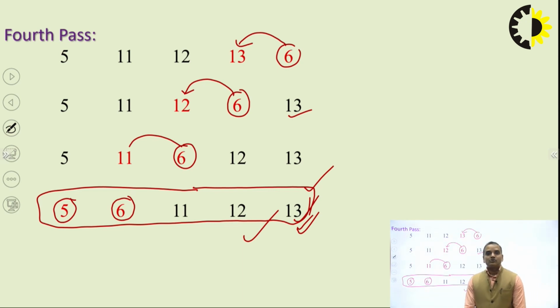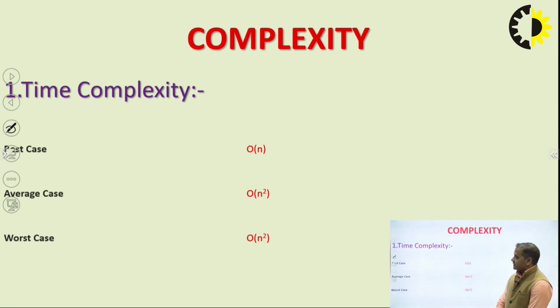Otherwise there is no swapping. That means if the key element is less than the previous element, there is no swapping. By using this process, we can also sort the given array in descending order. Now the next point is complexity.